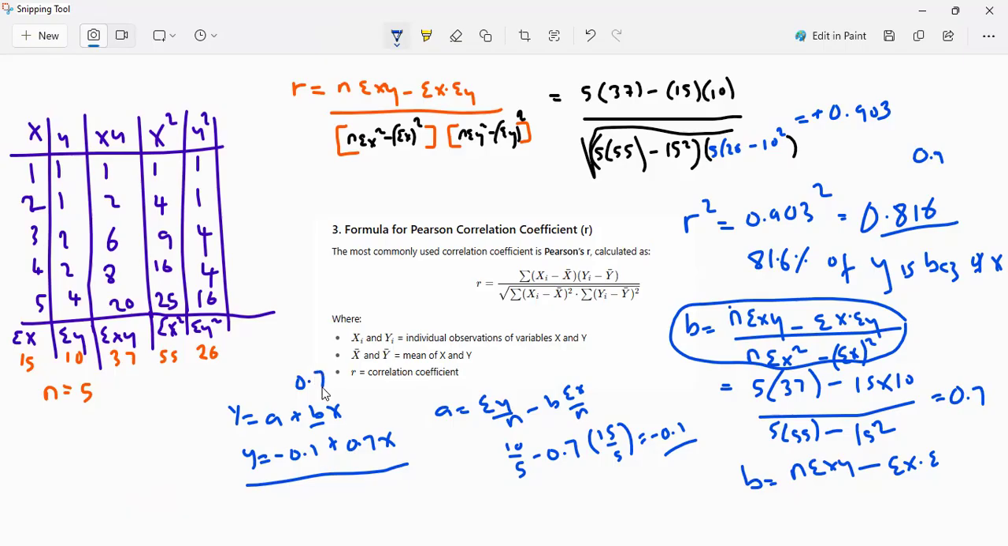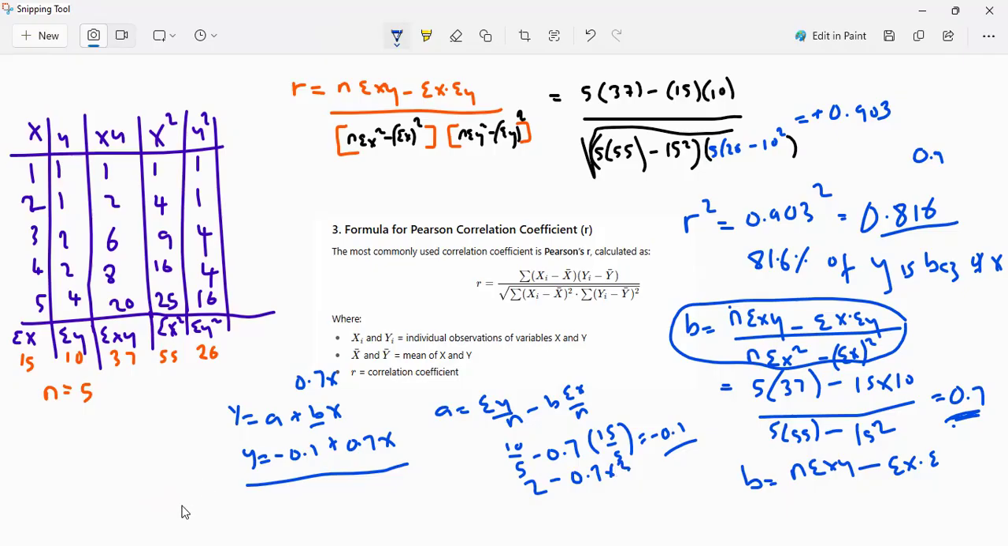0.7 x. Then we go to finding a, which is the y-intercept. Summation of y over n, so 10 over 5 minus the b, which is 0.7, the slope which we just found here. So this slope is important. If you get it wrong, you get it wrong here. Then summation of x, which is 15 over 5. So when you compute this, it is 2 minus 0.7 times 3. We get the final answer as negative 0.1. So 0.1 here, you put it there.